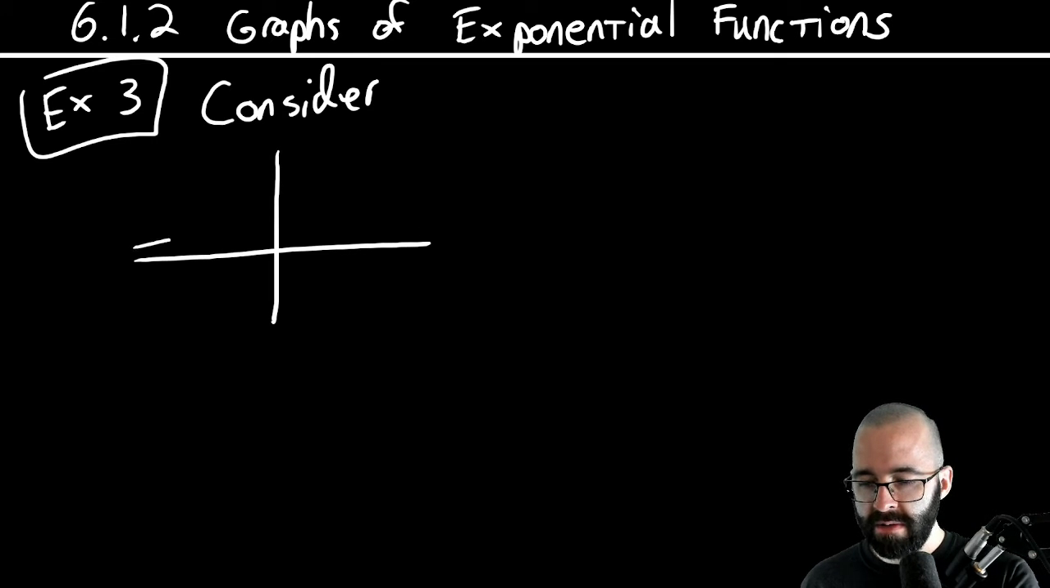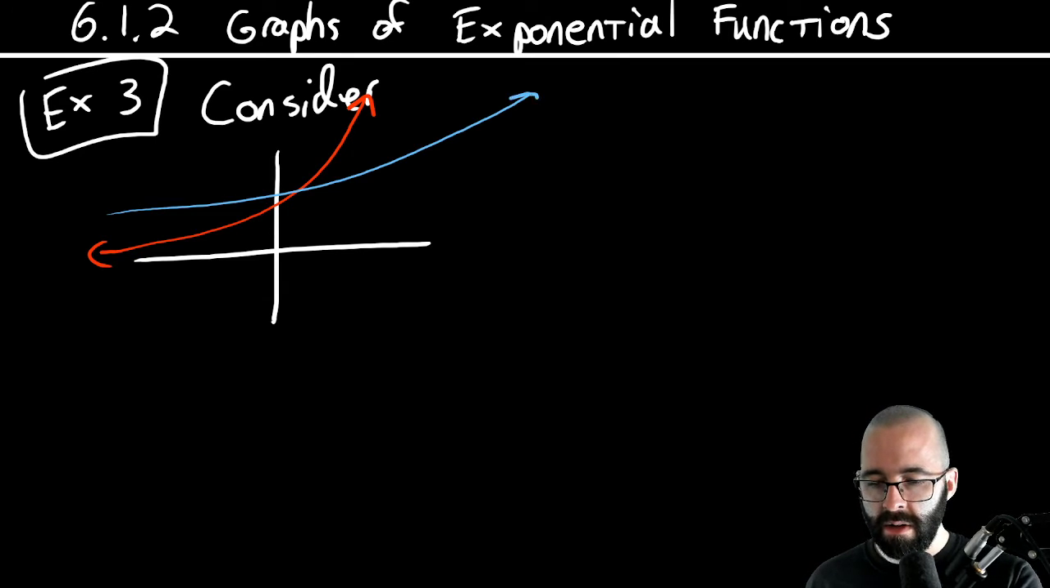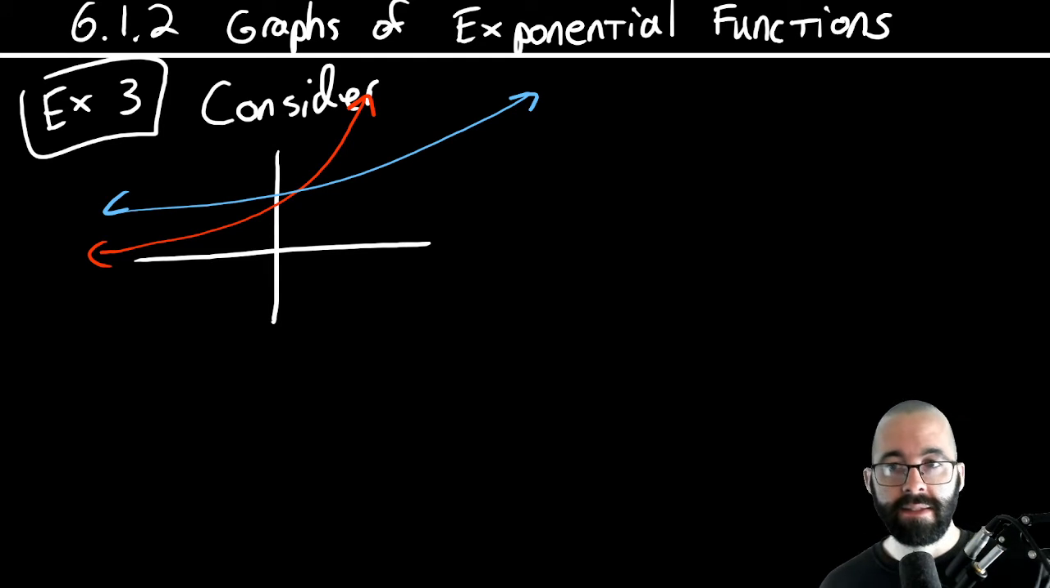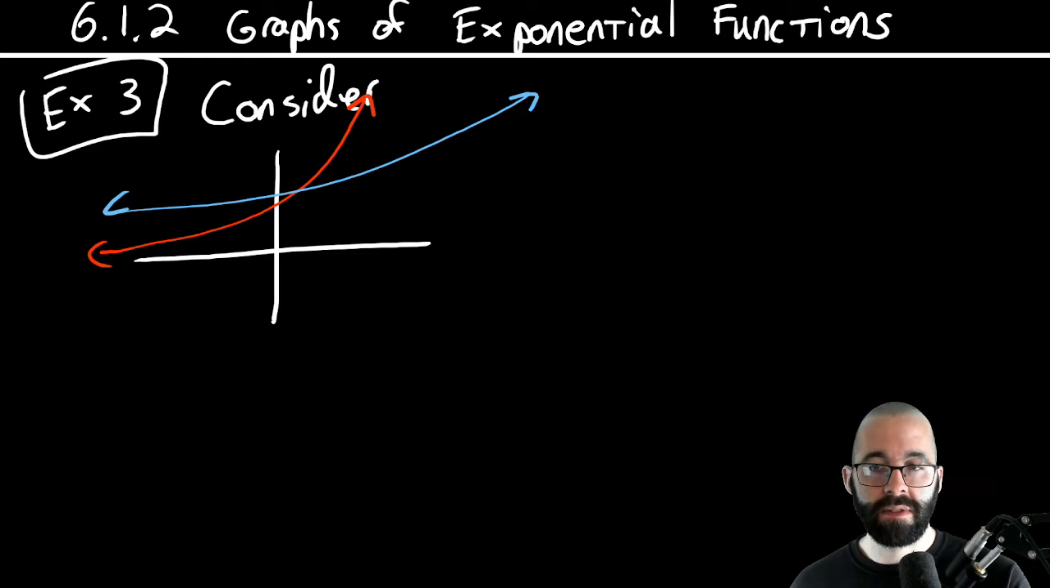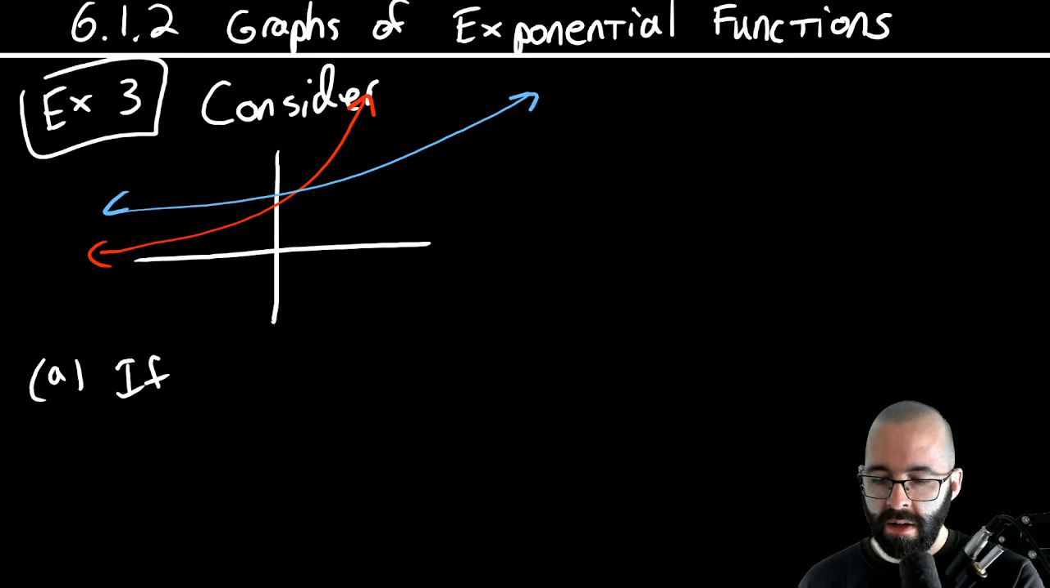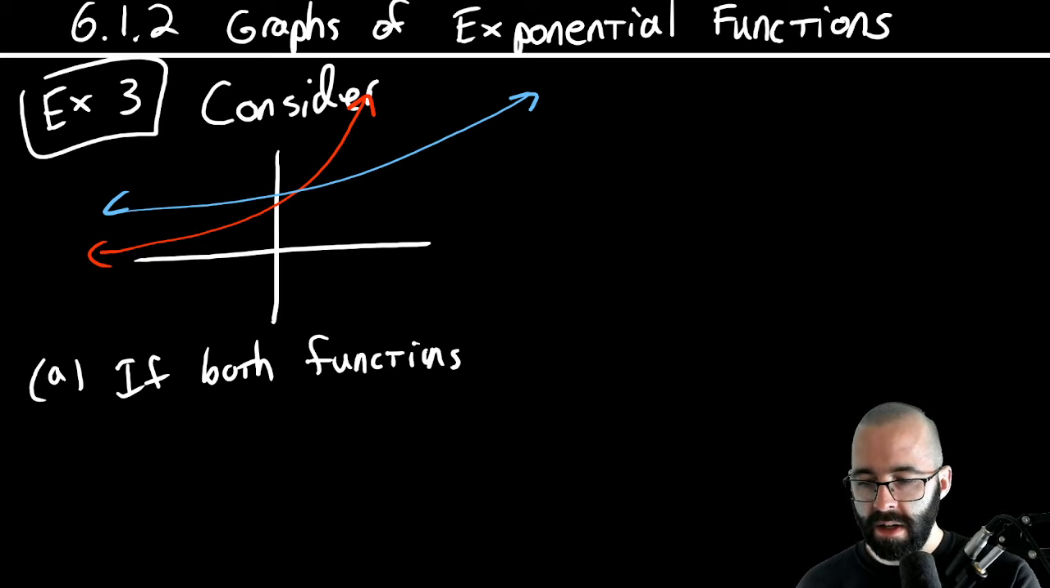All right, you got one function that looks like this. Well, let's color code these actually. That'd be a good idea. Let's say one function that looks like this. And another function, it's also an exponential function that looks like this. These are two exponential functions. Part A. If both of these functions, let's label this F, label this G.